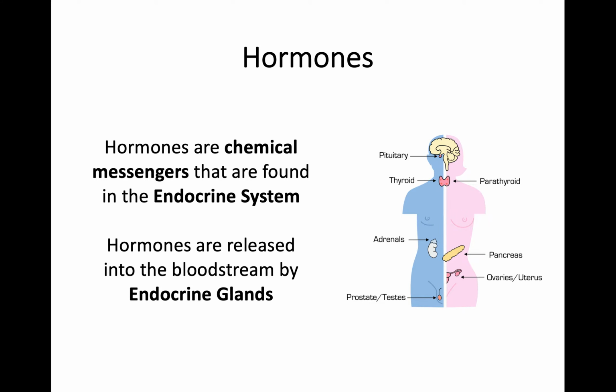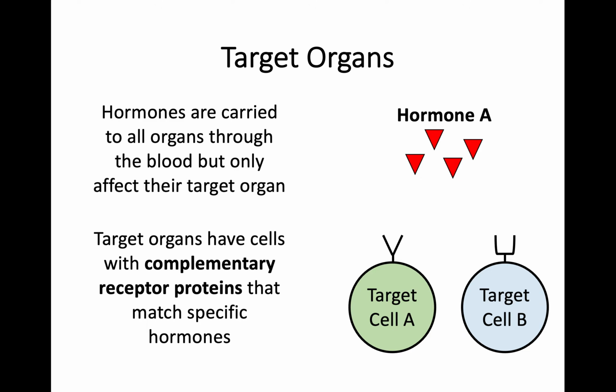In terms of hormones, hormones are chemical messengers that are found in a system known as the endocrine system. So these are still messengers, just like neurons, however they are chemical and not electrical. Hormones are released into your bloodstream by glands known as endocrine glands, part of your endocrine system.